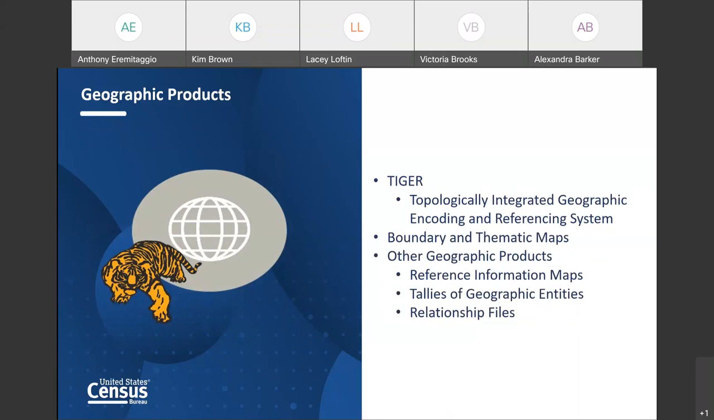Moving on to geographic products, the TIGER, otherwise known as Topologically Integrated Geographic Encoding and Referencing System, is a geographic mapping database. TIGER has become the backbone of most of our GIS systems in the country. We produce maps, both boundary and thematic. We also do shape files as well as relationship files. All this information can be found under the tab where geography is listed as a topic.